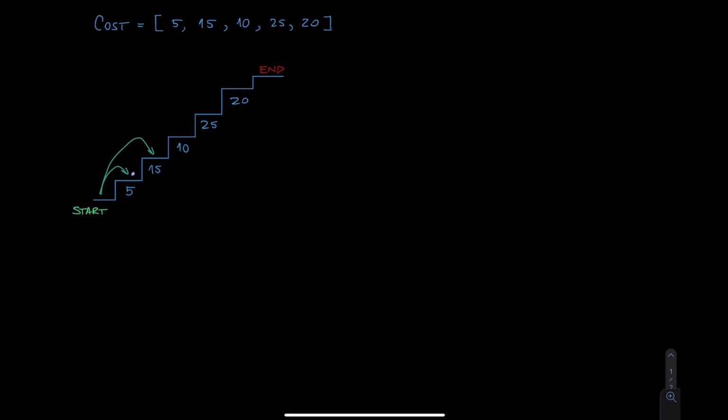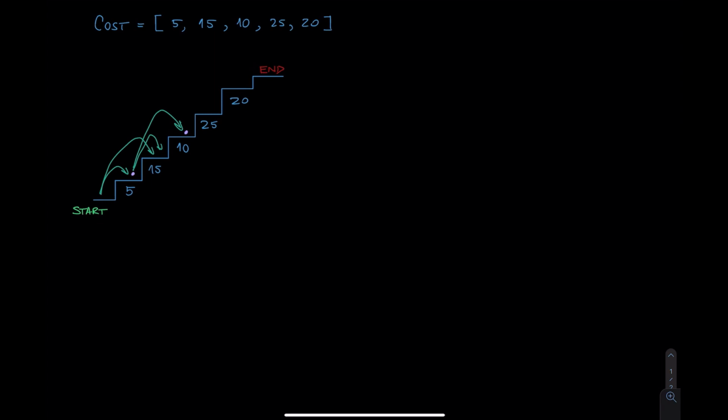The second step follows the same approach. I have a choice to either go to 15 or to 10. The minimum between 15 and 10 is 10. So I'm gonna step this time 2 steps and move to 10.